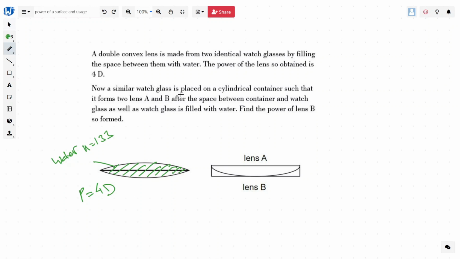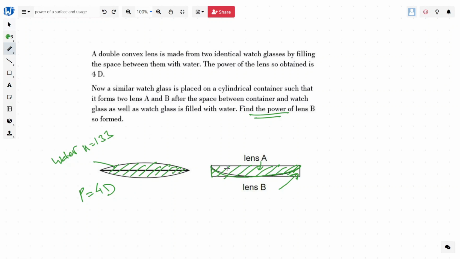Now a similar watch glass is placed on a cylindrical container such that it forms 2 lenses. So here is our watch glass, placed on a container, making two lenses, lens A and lens B. The space between the container and the watch glass is filled with water, inside also, outside also. Find the power of lens B.